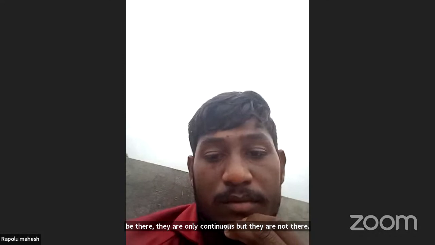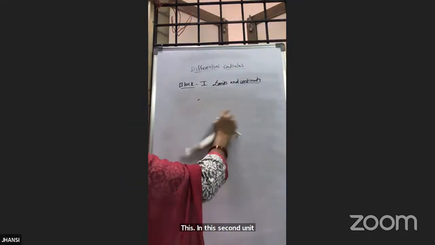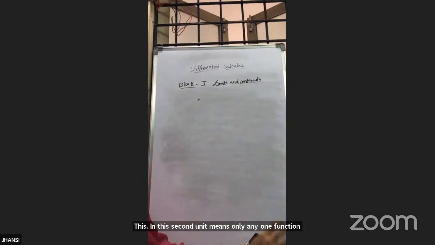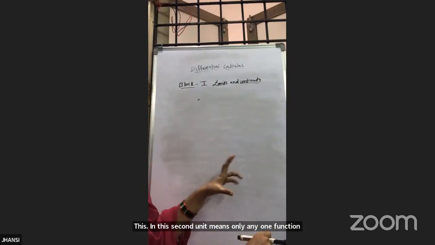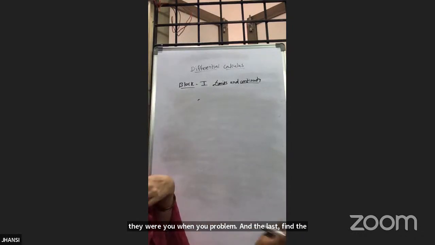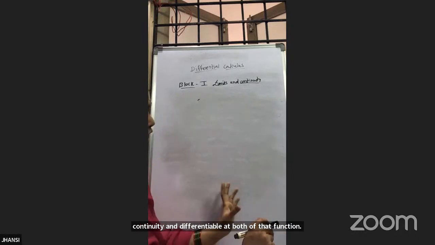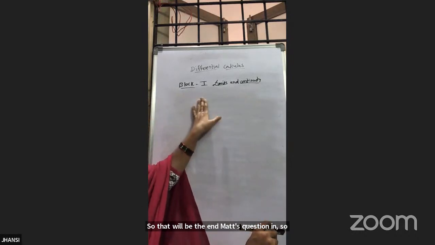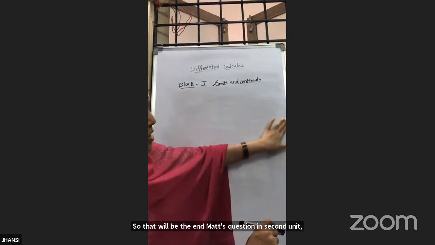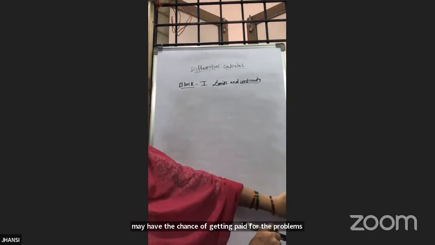Okay. So after this, in this second unit, only any one function. Now we have seen f of x equals mod x. Like that, they'll give any problem and they'll ask you to find the continuity and differentiability both of that function. So that will be the 10 marks question. In the second unit, you may have the chance of getting a 10 marks question for the problems which ask for the continuity and also derivability.